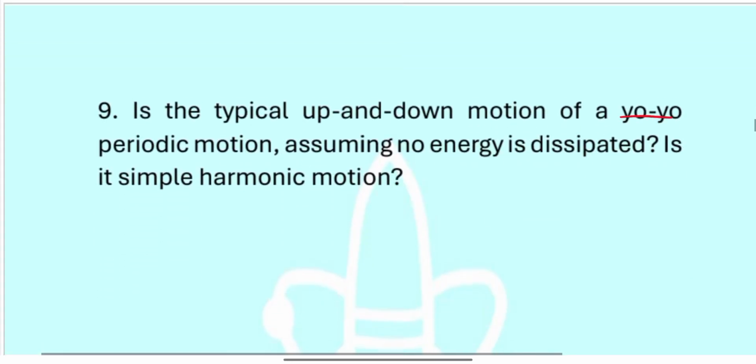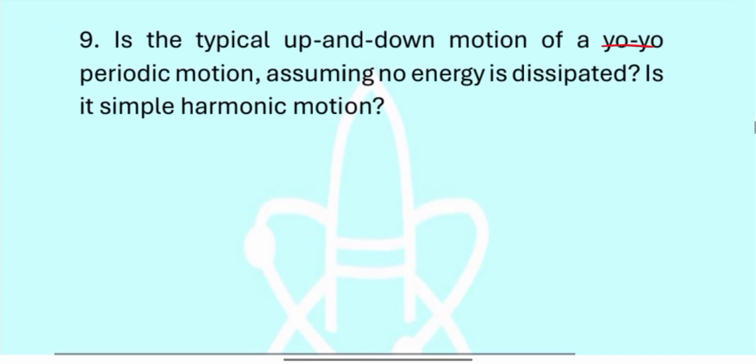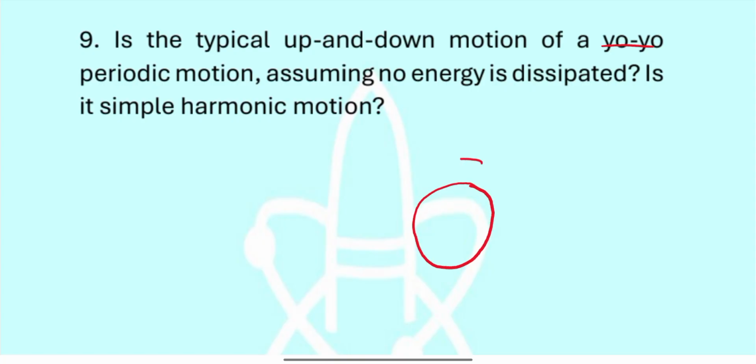Okay, so we're going to move to question 9. Is the typical up and down motion of a yo-yo periodic motion, assuming no energy is dissipated, is it simple harmonic motion? So the first thing to understand here is what is a yo-yo. You can quickly search on YouTube and you will see pictures of a yo-yo. It is something like this.